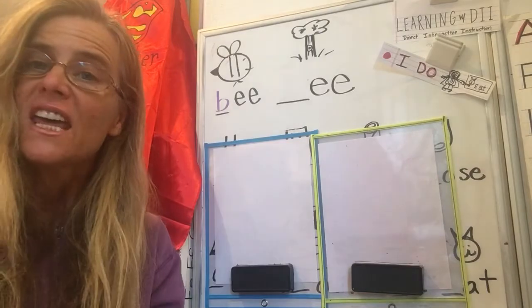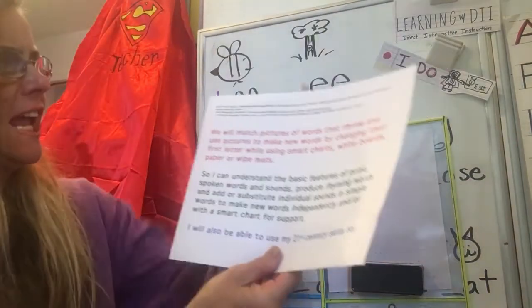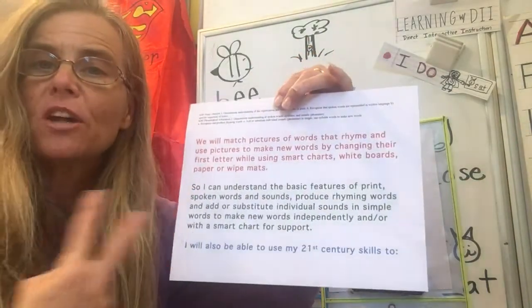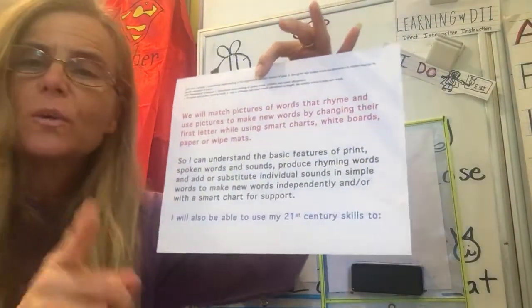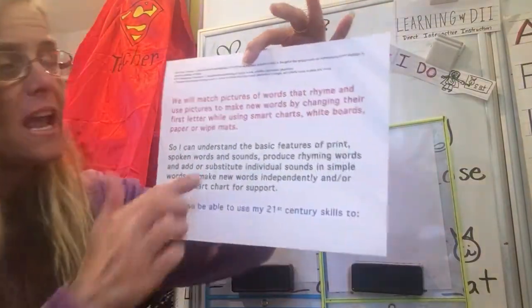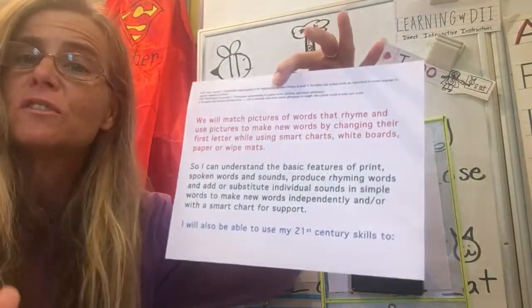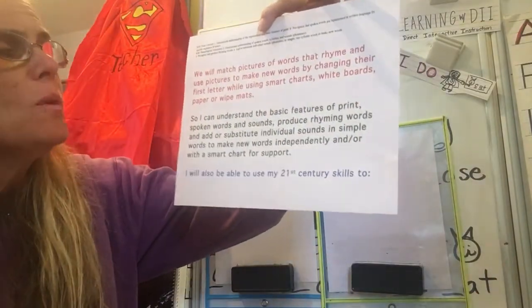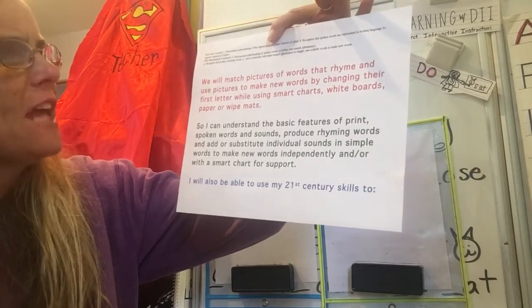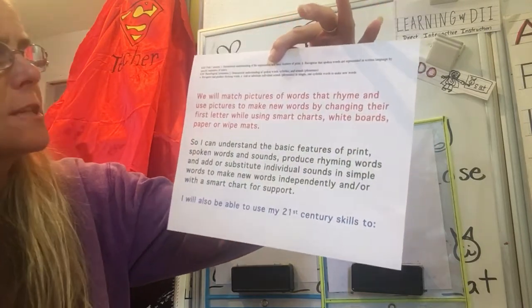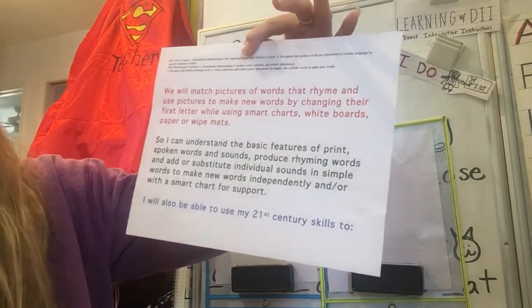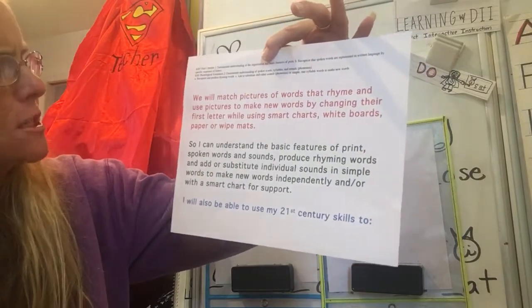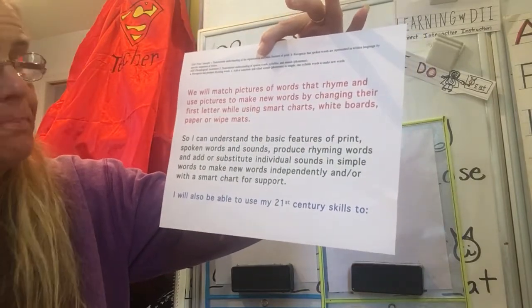All right, so here's our standard for today. Remember, the red is the part that we're going to do together. The green is the part the learner does alone. And the blue is really our goals for 21st century standards. The red: we will match pictures of words that rhyme and use pictures to make new words by changing their first letter while using smart charts, whiteboards, paper, or white mats.